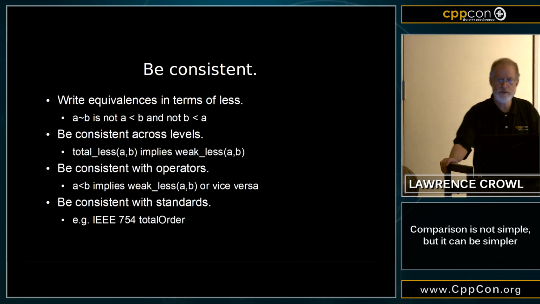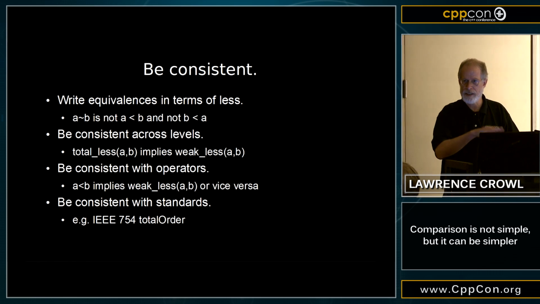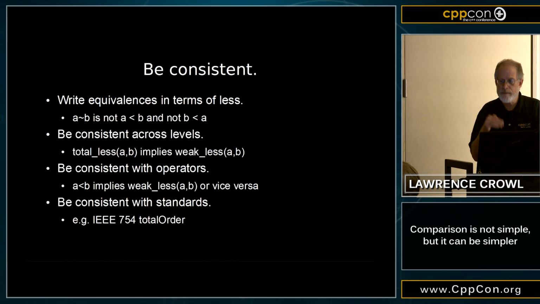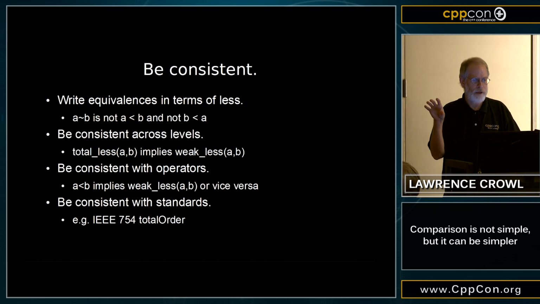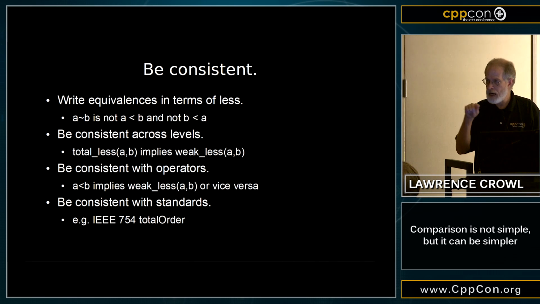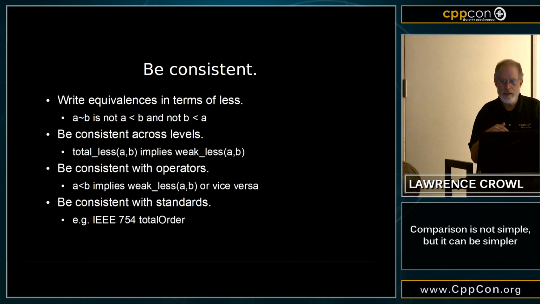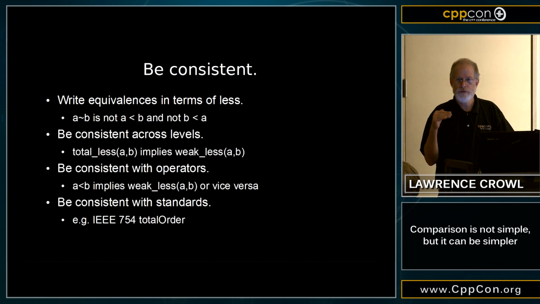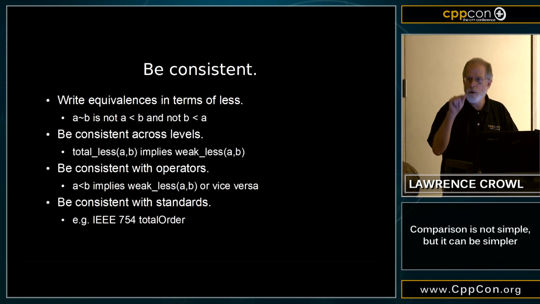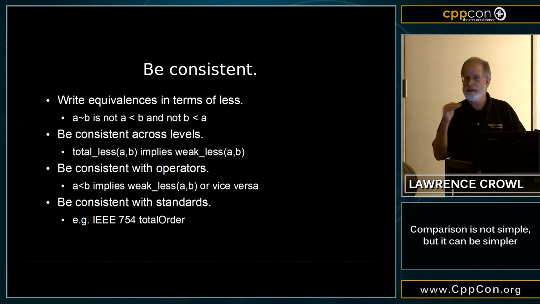The next thing you need to do is be consistent. So don't develop these comparators in isolation. You have a whole set of issues, these interrelate. The first thing is you want to make sure that the equivalence class operations are written in terms of less than, or the less comparators, or they're effectively equivalent to that. You want to be consistent across levels. So if there is an order imposed by a weak order, and somebody then goes to use the stronger total order, they're going to expect it to be consistent. So you want to make these consistent as well.